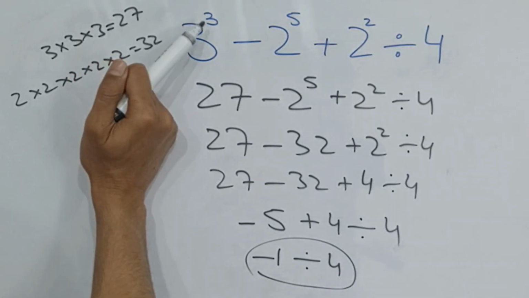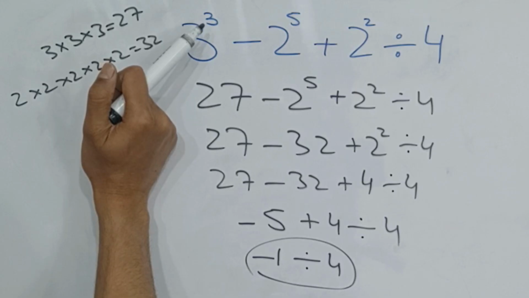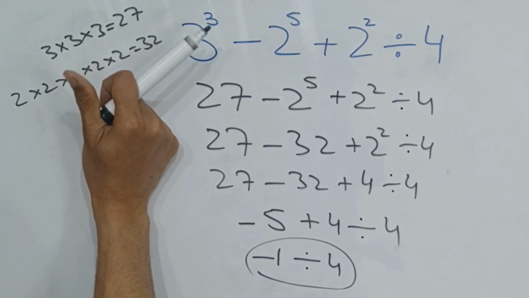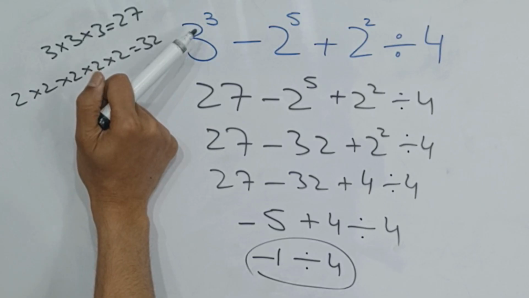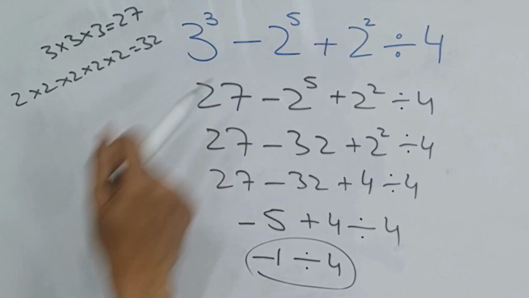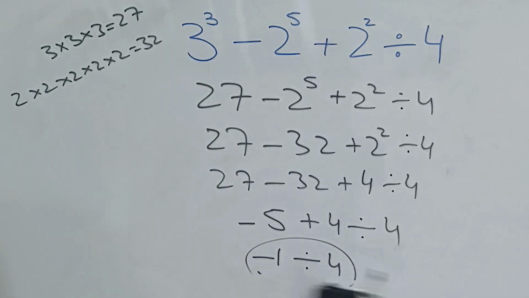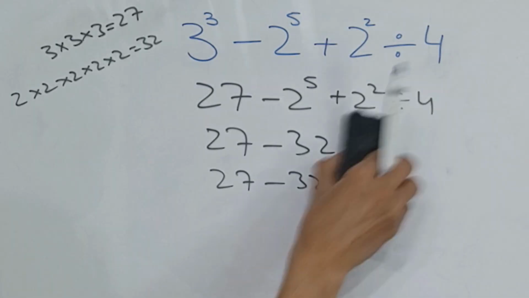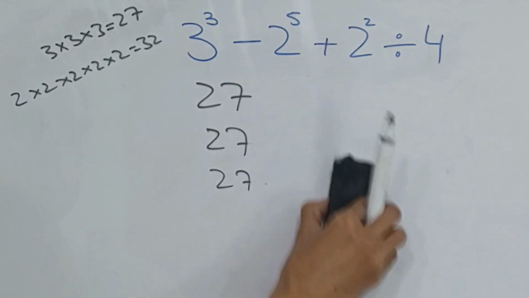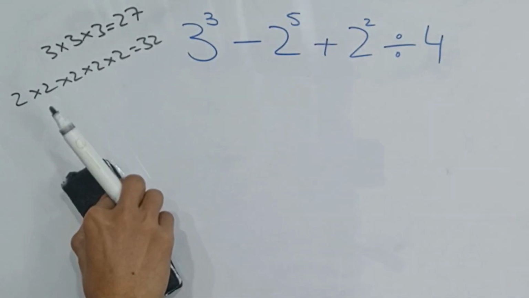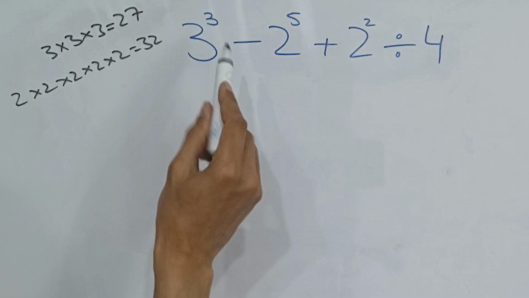Because exponent must be done before addition and subtraction and multiplication and division. So exponent first, then division, then subtraction, then addition, right? So follow the order of operations. We use the PEMDAS rule. Parenthesis first, exponents, multiplication and division left to right, and then addition and subtraction left to right.